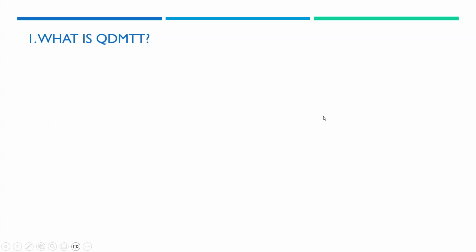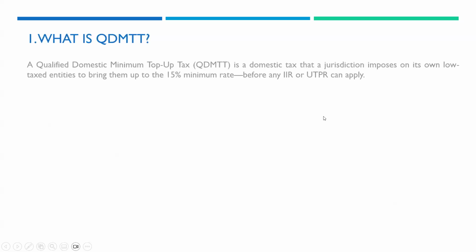Okay, so what is QDMTT? A qualified domestic minimum top-up tax is a domestic tax that a jurisdiction imposes on its low-taxed entities to bring them up to the 15% minimum rate before any IIR and UTPR can apply. This is something that you always know.